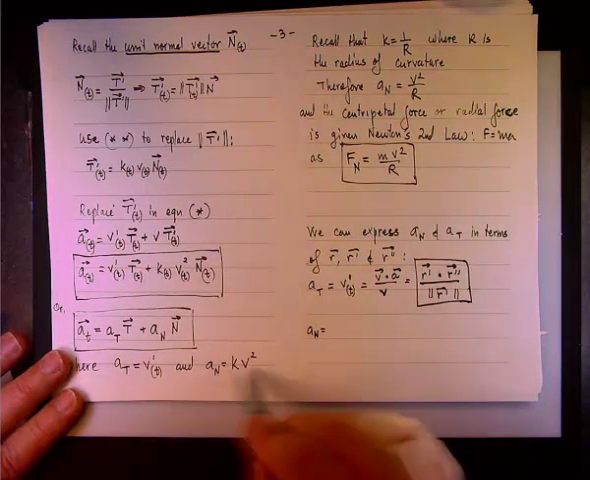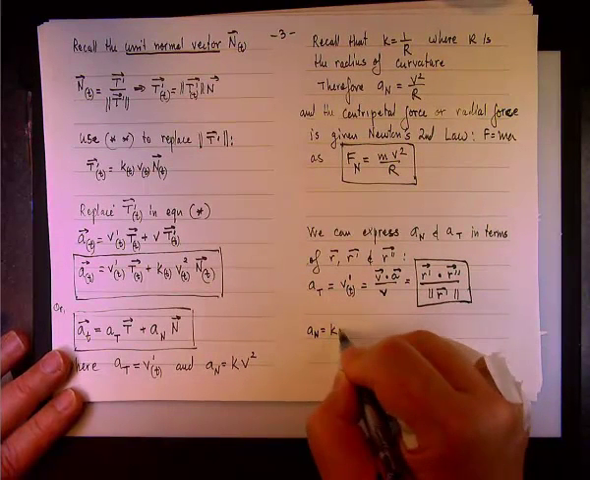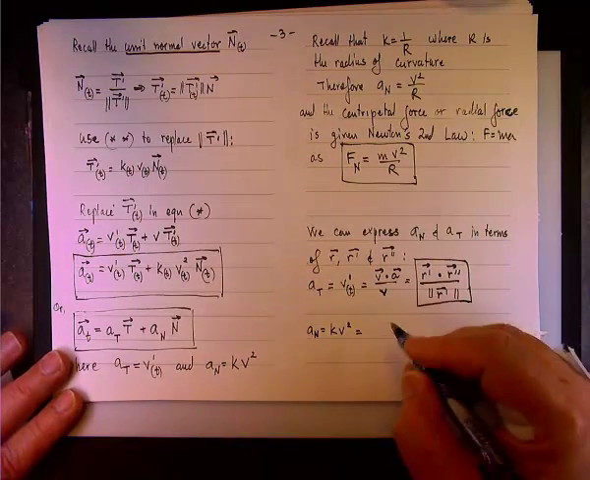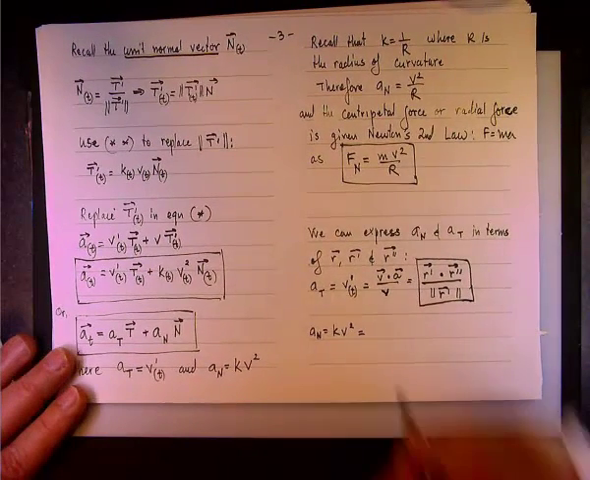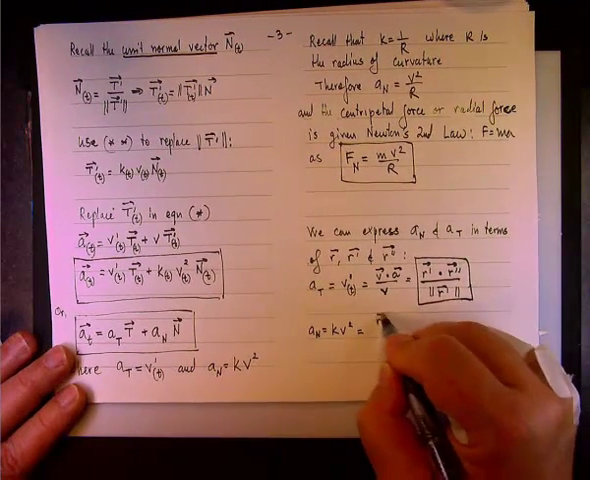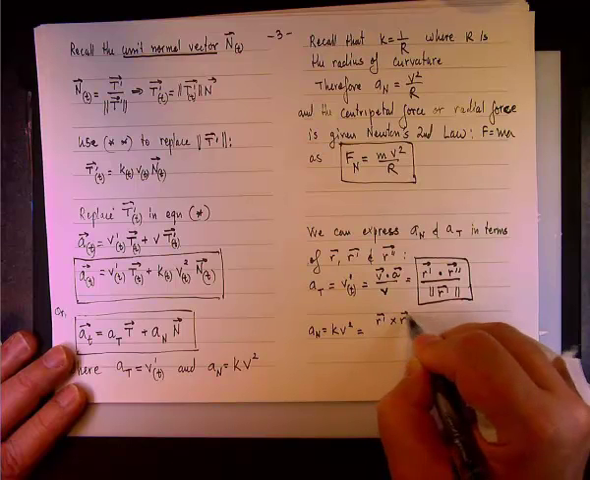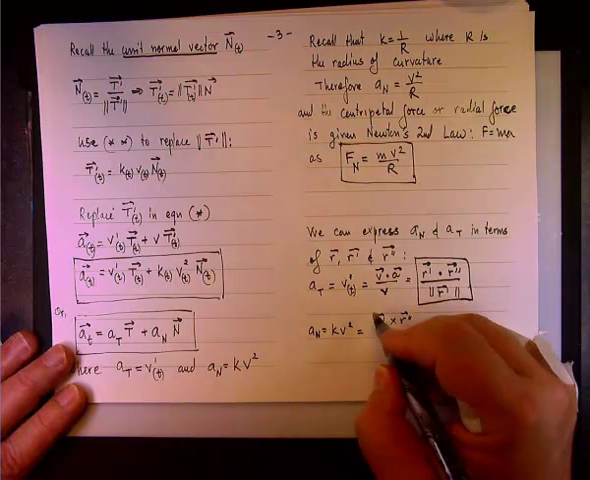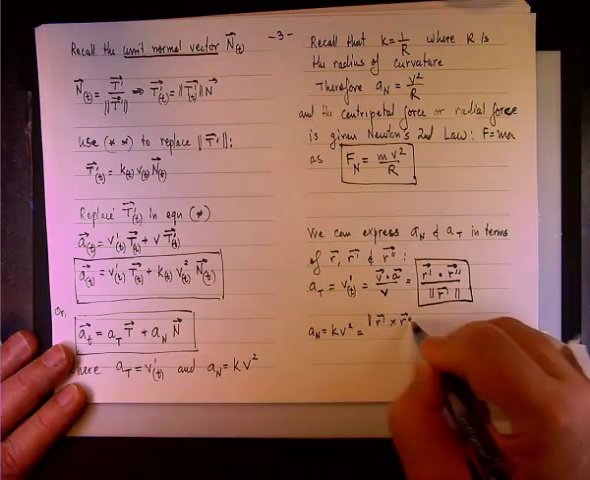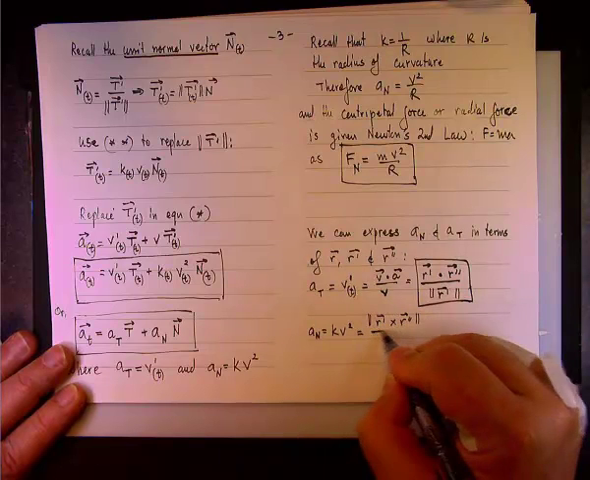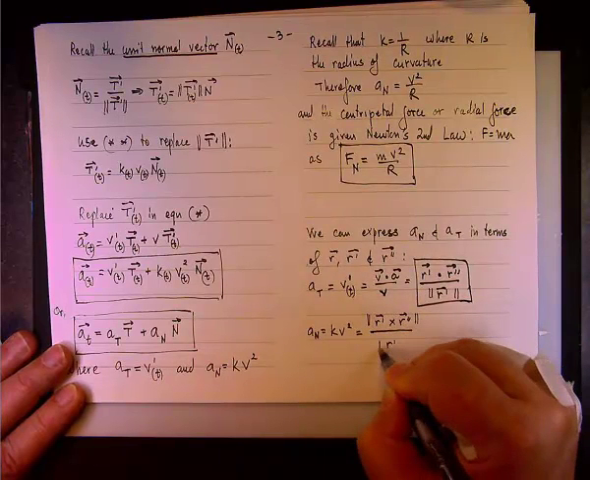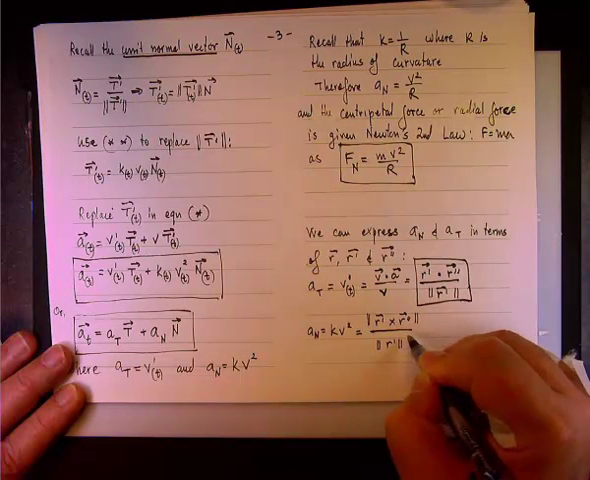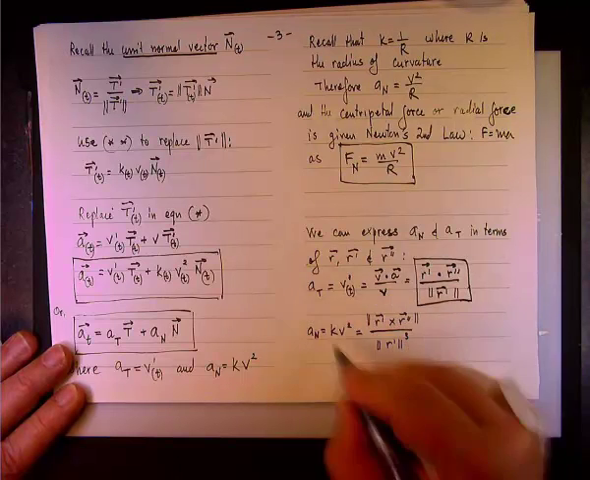The normal acceleration requires a little bit more work. If you look at the component, it's k v squared. Well, k, if you remember, is the cross product r prime cross r double prime, and we take the magnitude, and then we divide it by, remember, by what?